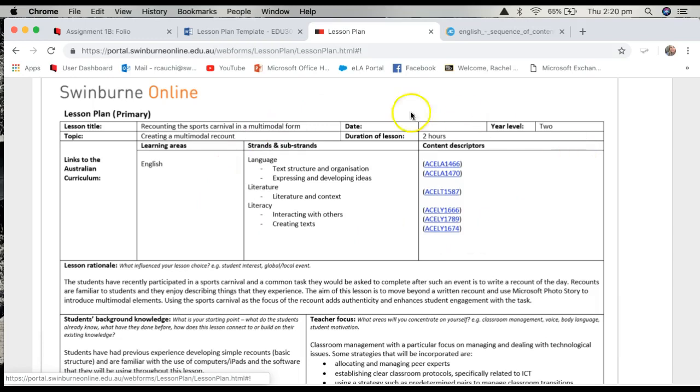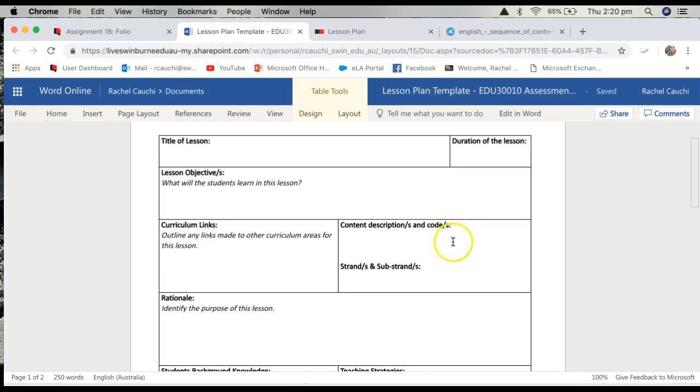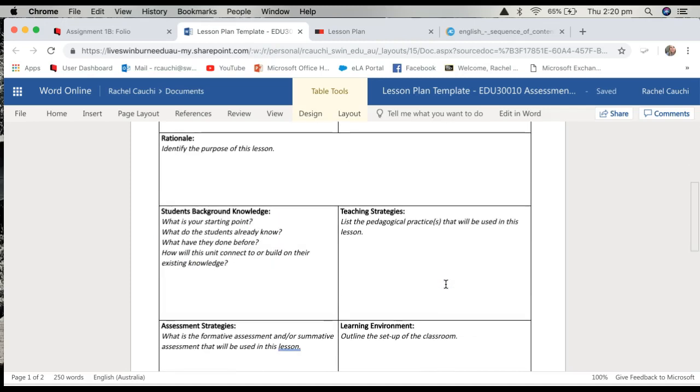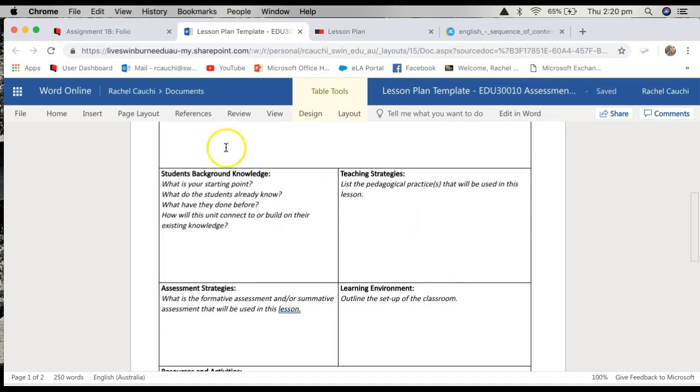So this is how we need to set out our substrands and our content descriptors. We've got the content descriptors up the top, and then we've got the substrands down below. So we've got our lesson objective covered, we've got our curriculum links covered, we've got our rationale of the lesson covered. So let's have a look at student prior knowledge.